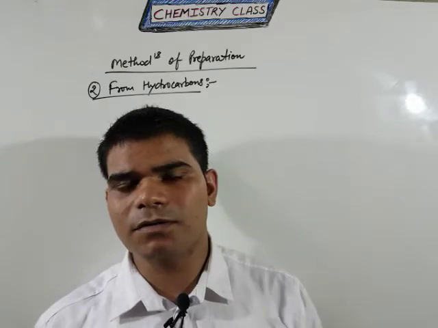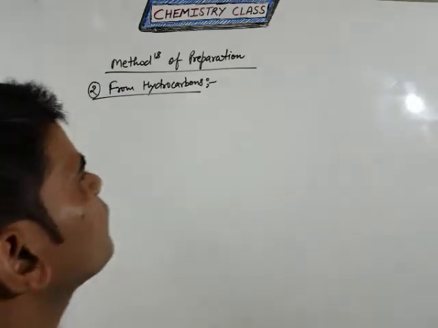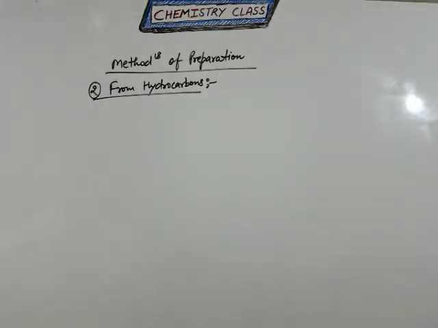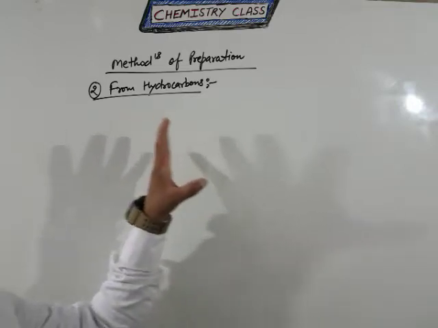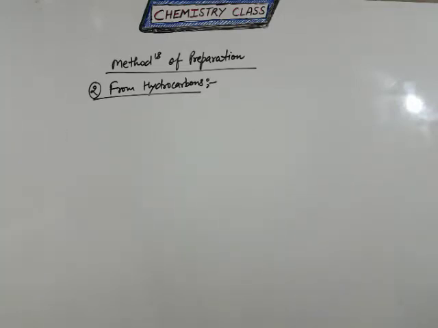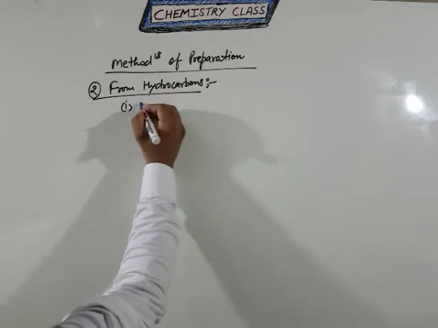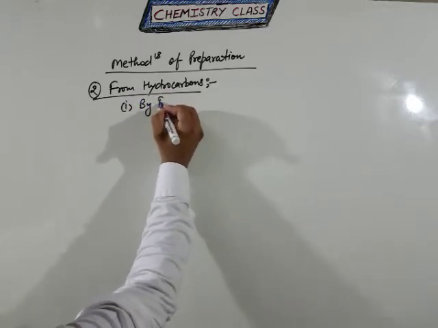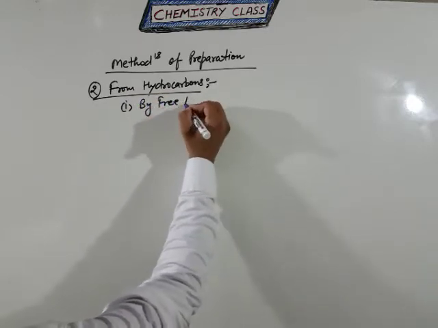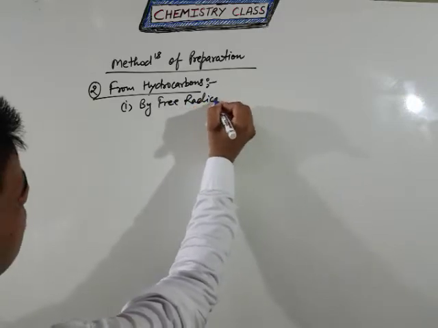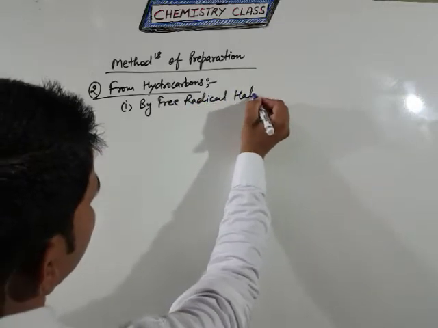Today I will discuss the preparation methods of haloalkanes and haloarenes. So now, how to prepare haloalkanes and haloarenes with the help of hydrocarbons. So students, the first method is free radical halogenation.